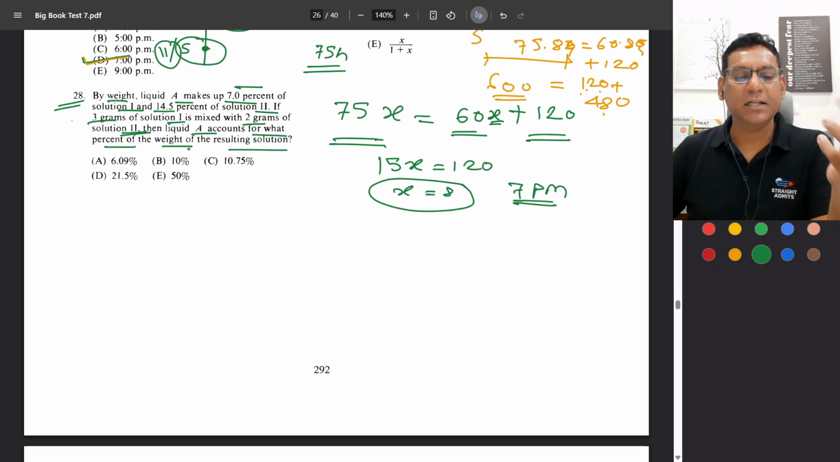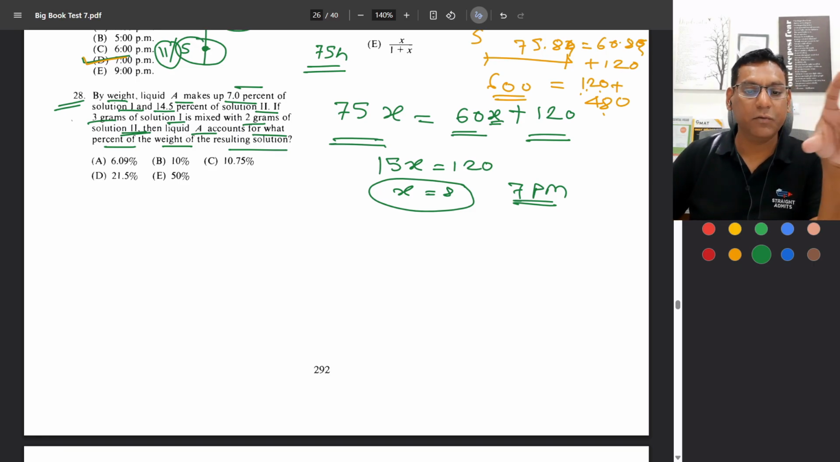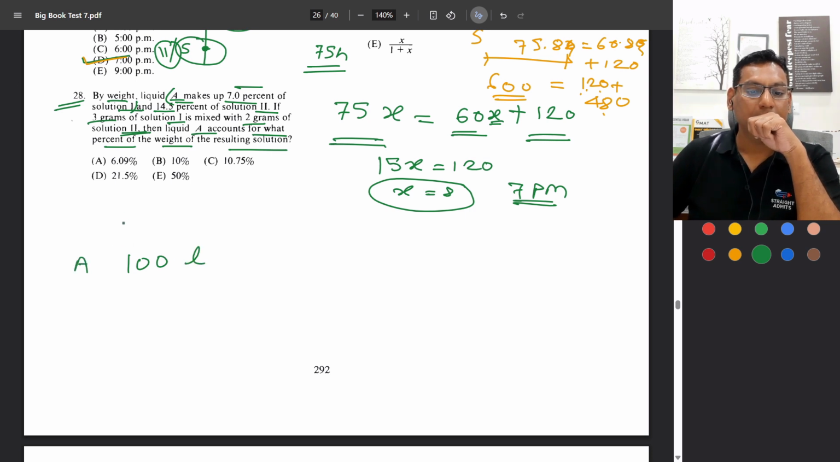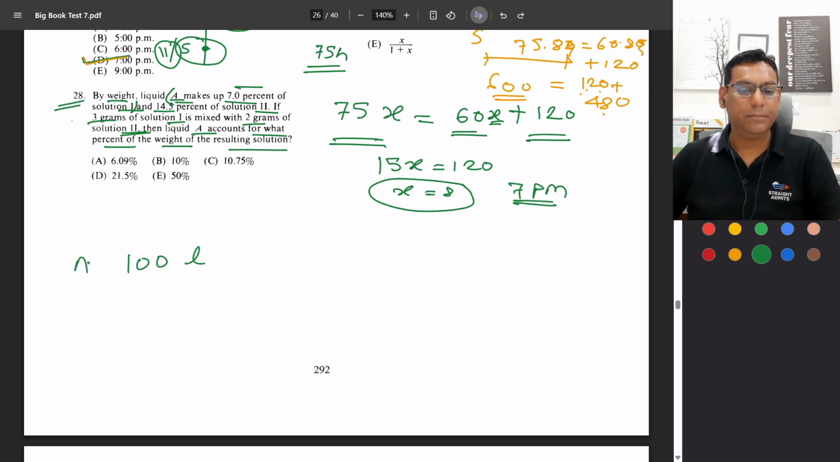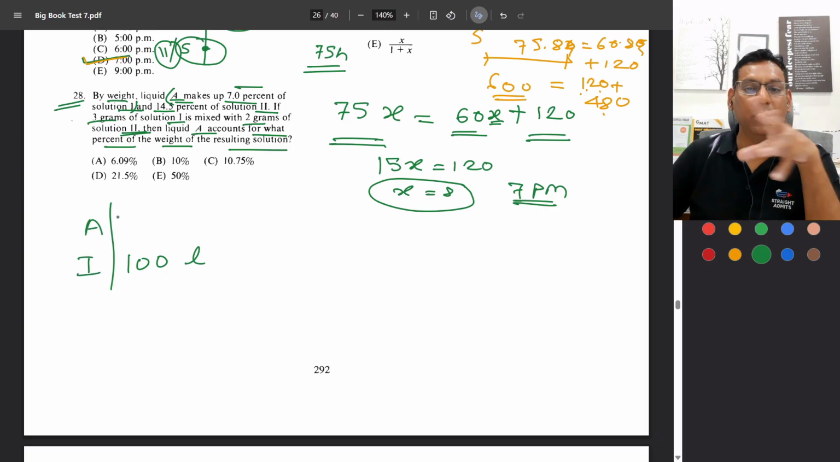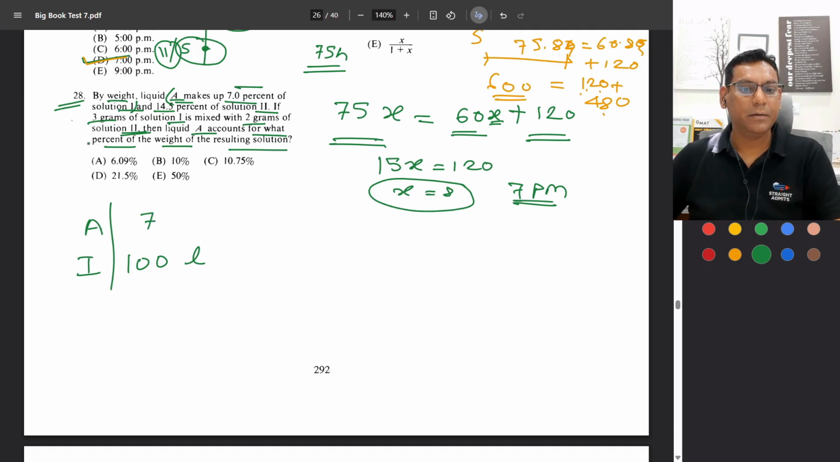So basically, let's understand what is happening. By weight, that means we are looking at weight, not volume. Liquid A makes up 7% of solution 1. Let's understand only this one. Let's say there is 100 liters of solution 1. Out of that, that certain chemical is 7%. Okay, so I should not be taking L, I should be taking, let's say, kg, because this is by weight, right? So 7 out of 100 kg is 7 kg.